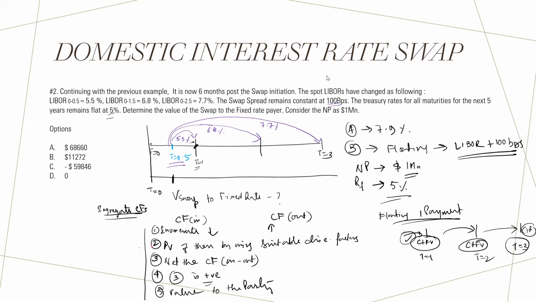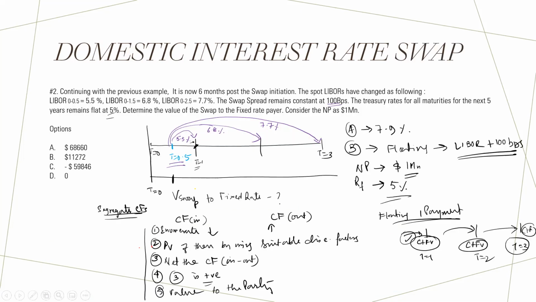Yes, Manoj, you want to say? Yeah, I think, sir, it's the swap spread information, that the swap is starting 6 months post its initiation. No. The swap spread is already given, which is constant at 100 bps, meaning 1%. That one. The extraneous data out here.